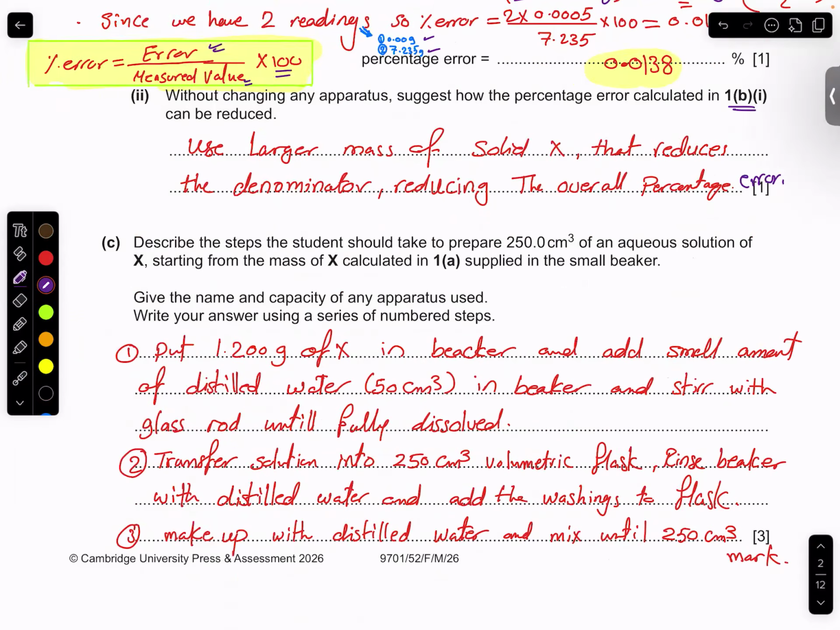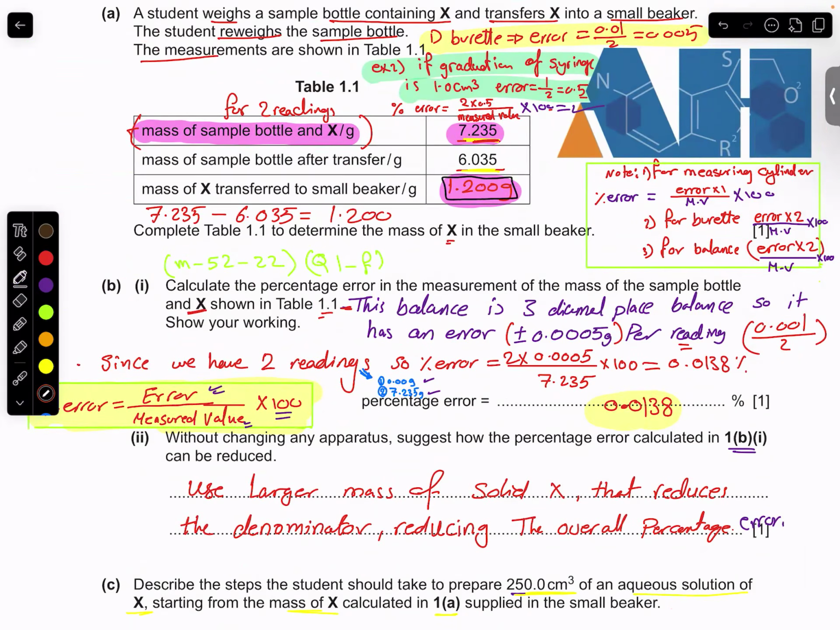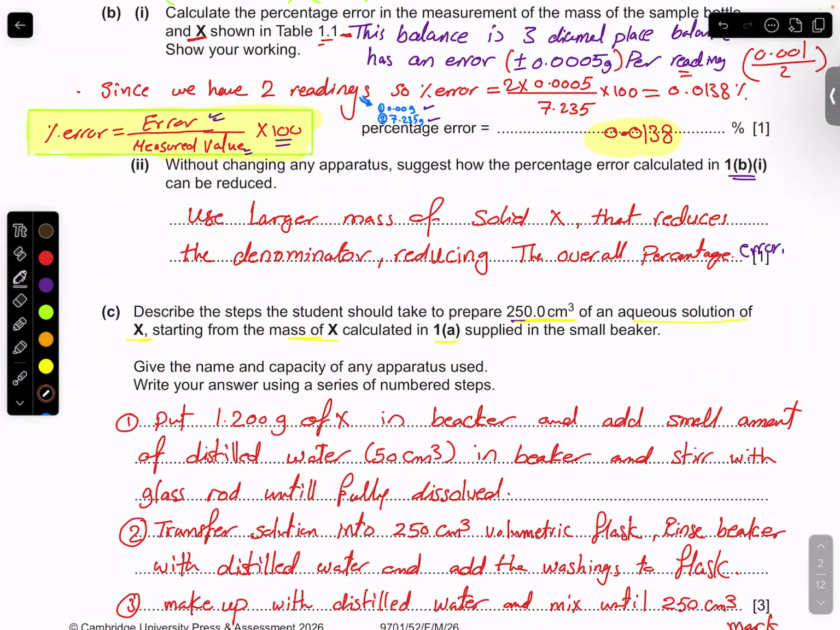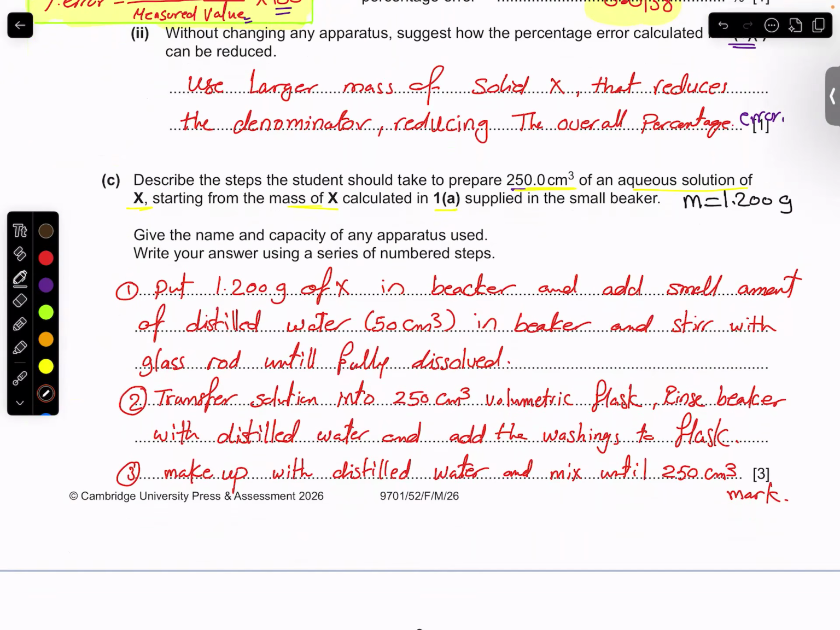Describe the steps the student should take to prepare 250 cm³ of an aqueous solution of X, starting from the mass of X calculated in 1A. The mass of X calculated in 1A is 1.2 grams. This question is repeated many times in paper 5.